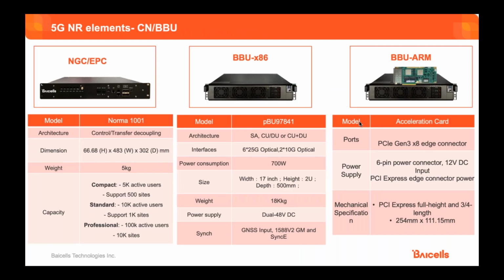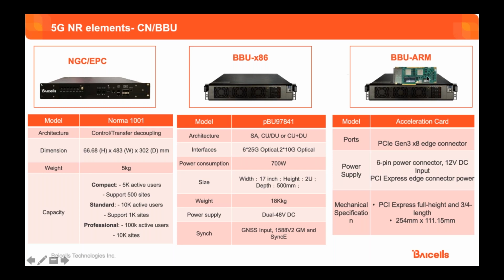All right, some of our 5G elements: we have the new generation core. That's a 5G core, and it comes in 3 different flavors. The compact will handle 5,000 active users and support 500 sites. Then we have the standard model that would double the compact, which gets you 10,000 active users and 1,000 sites. And then we have the professional configuration, which multiplies the standard by 10, so you'll get 100,000 users and 10,000 sites.